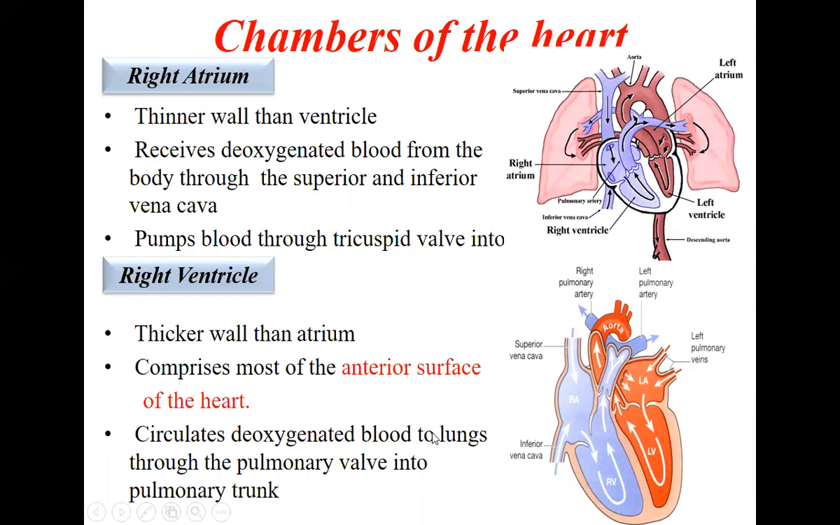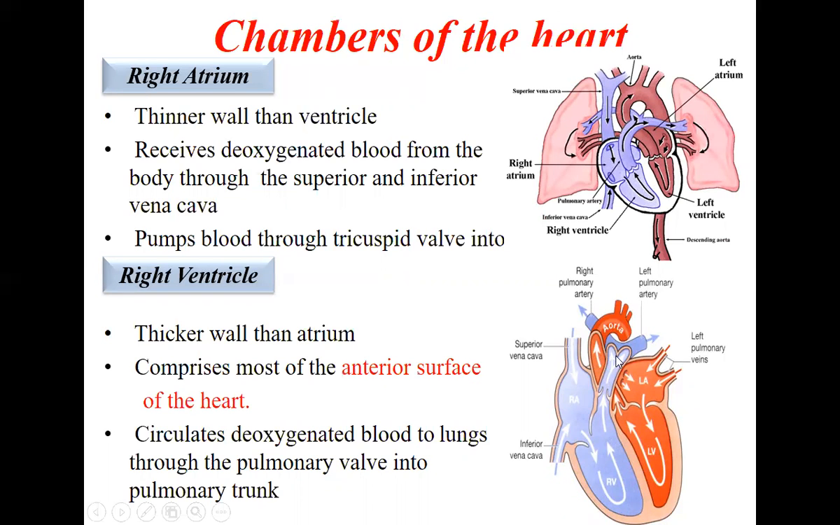Circulates deoxygenated blood to the lungs through the pulmonary valve into the pulmonary trunk. If you see here, the blood has come to the right ventricle. So from the right atrium, through the superior and inferior vena cava, into the right ventricle. From here, it will be pushed into the pulmonary trunk.